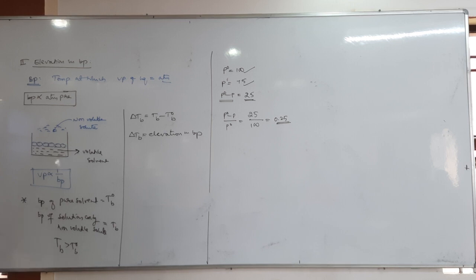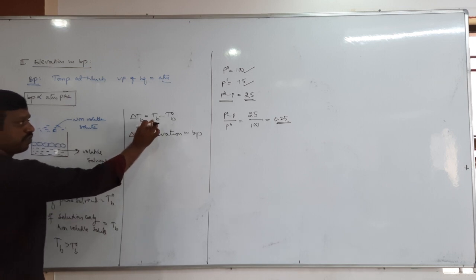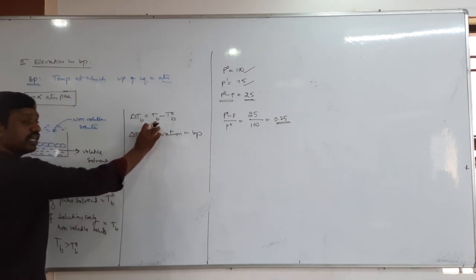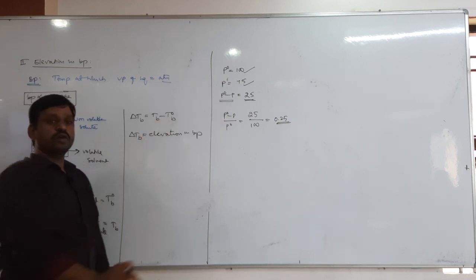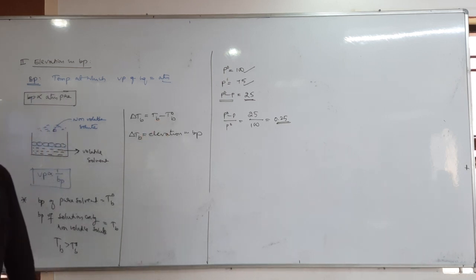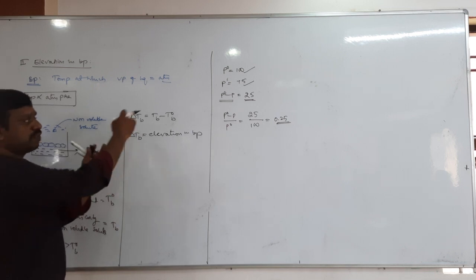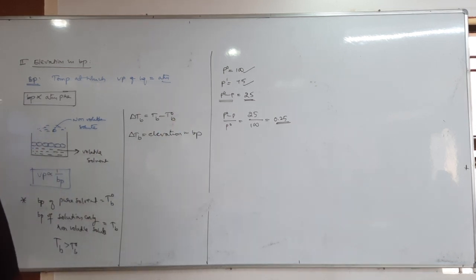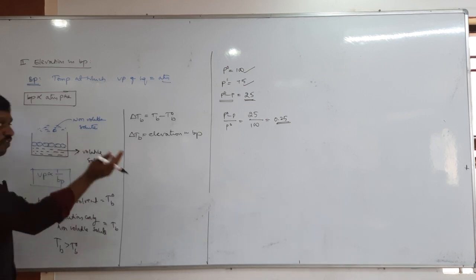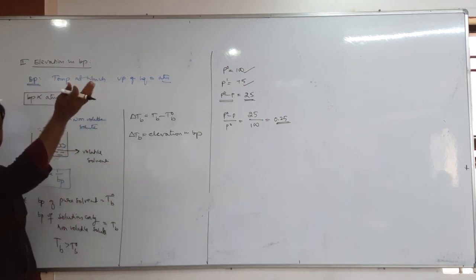Okay. So what is elevation in boiling point? The difference between the boiling point of a solution containing a non-volatile solute and the boiling point of the pure solvent. The boiling point of solution minus the boiling point of pure solvent is nothing but elevation in boiling point. The meaning of elevation is that the boiling point increased.